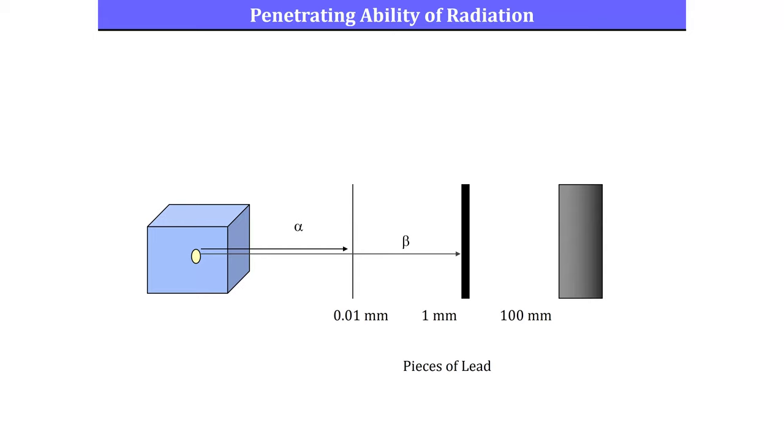Beta particles will go straight through something like that, just 0.01 millimeters. So foil, lead foil is enough to stop alpha particles. A 1 millimeter thick piece of lead. So now we're talking about something that's a little bit more, a really thin sheet of lead is enough to block beta particles.